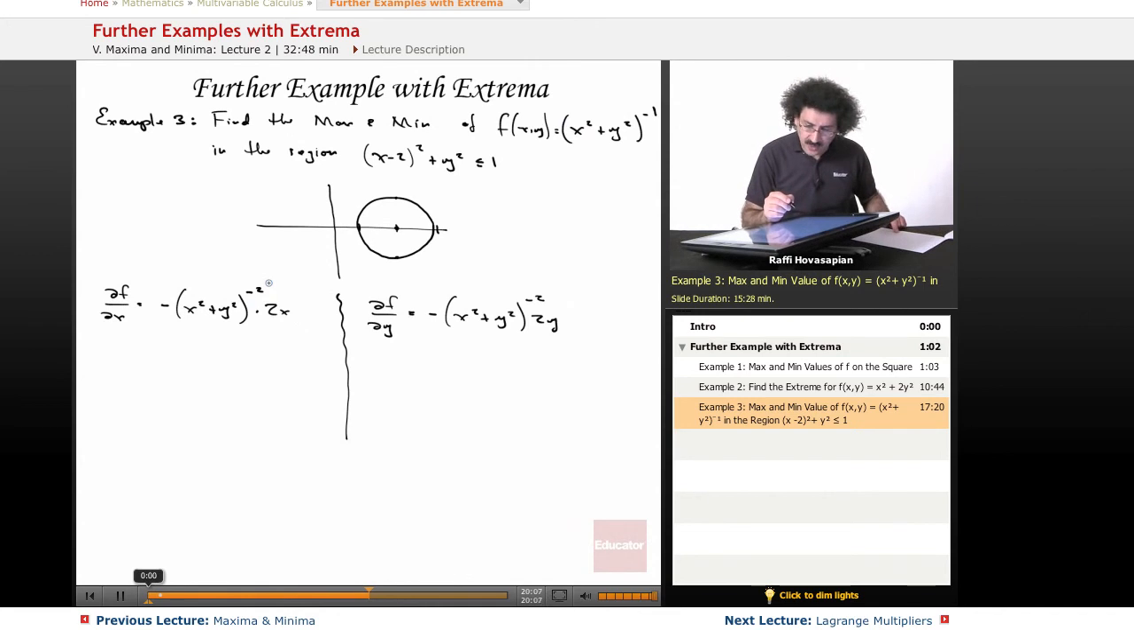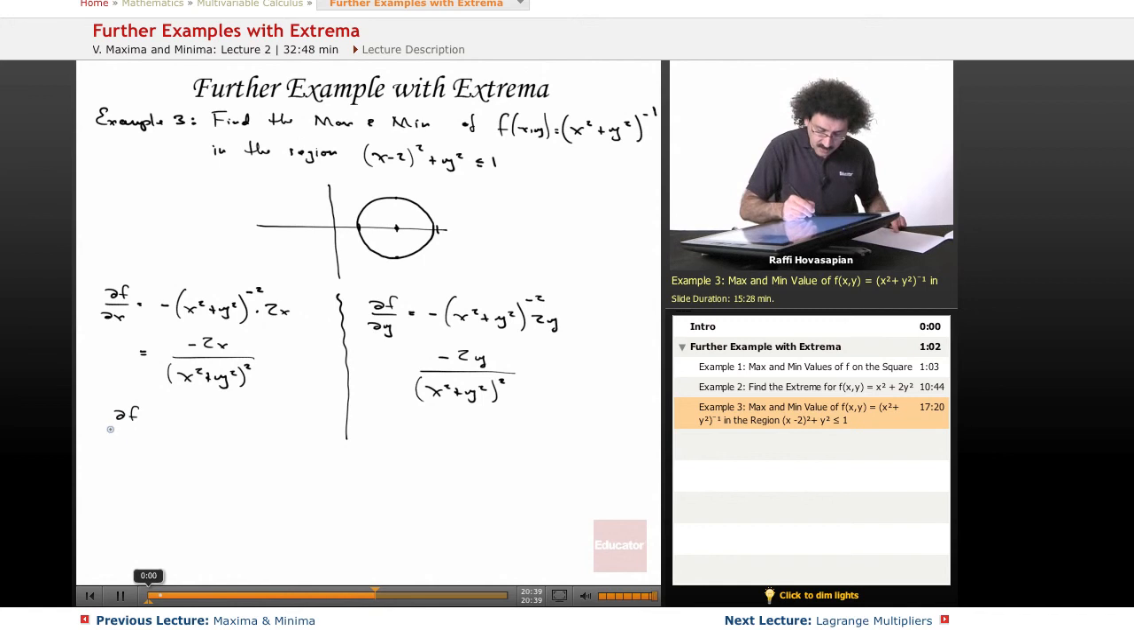Well, for one thing, the function is not even defined at 0, 0. You can't have that because this is, okay, let me rewrite this. So this is going to be minus 2x over x squared plus y squared squared. And this is going to be minus 2y divided by x squared plus y squared squared. So first of all, this function is not even defined at 0, 0. However, for every other value of x and y, the derivative never equals 0.